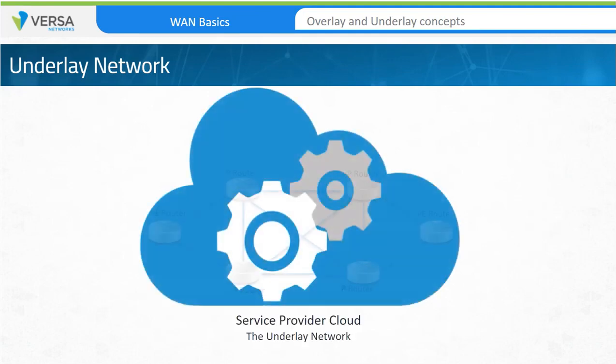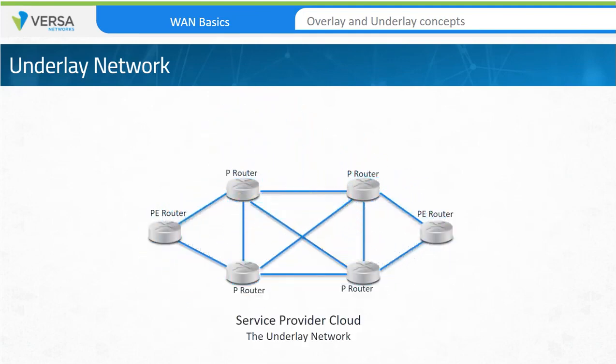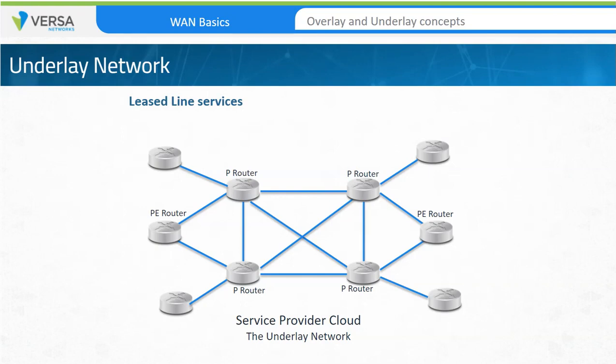The underlay network is the transport infrastructure that a service provider provides as a service. The service providers build a network infrastructure to carry multiple gigabytes of traffic and provide different services to end customers, services such as leased line services, MPLS-based Layer 3 VPN, and so forth. The core infrastructure is shared among multiple customers and various types of services are offered.